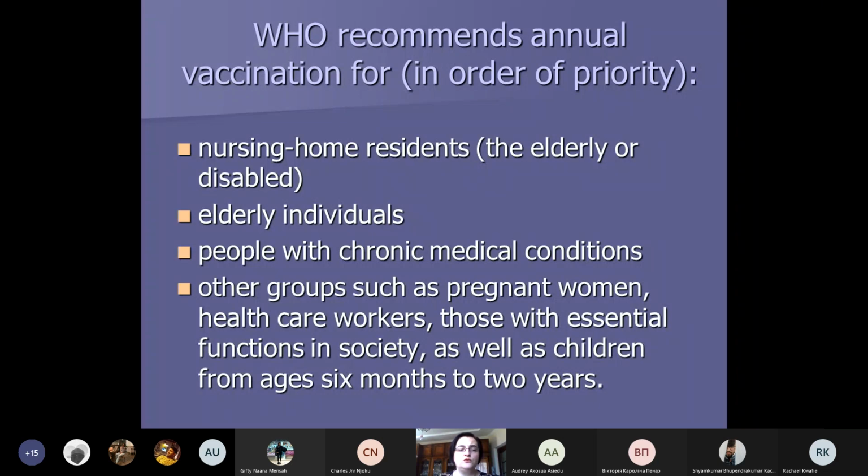Oseltamivir has been found to be safe for treatment of children as young as 1 year. Inhaled zanamivir has been found to be safe in children as young as 5 years. Of note, both the M2 and the neuraminidase inhibitors may reduce the efficacy of live attenuated influenza vaccine if the vaccine and the antiviral agent are given together.